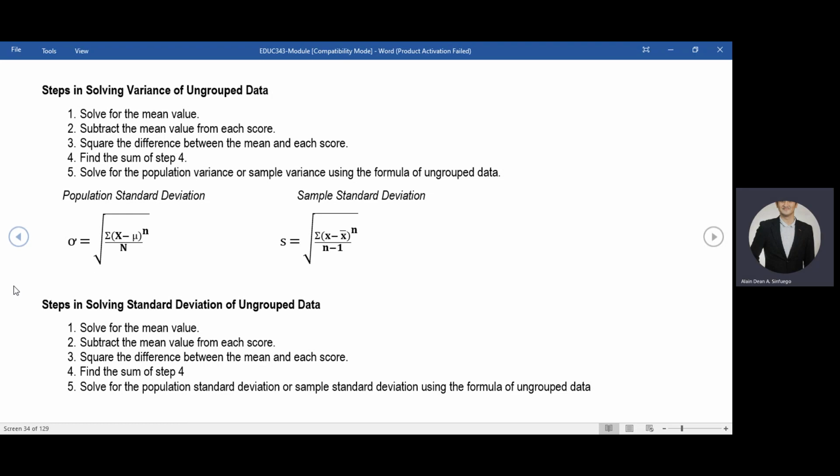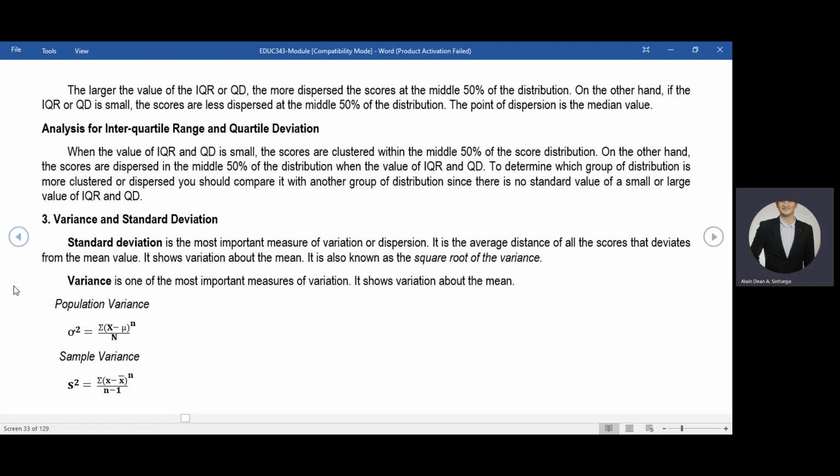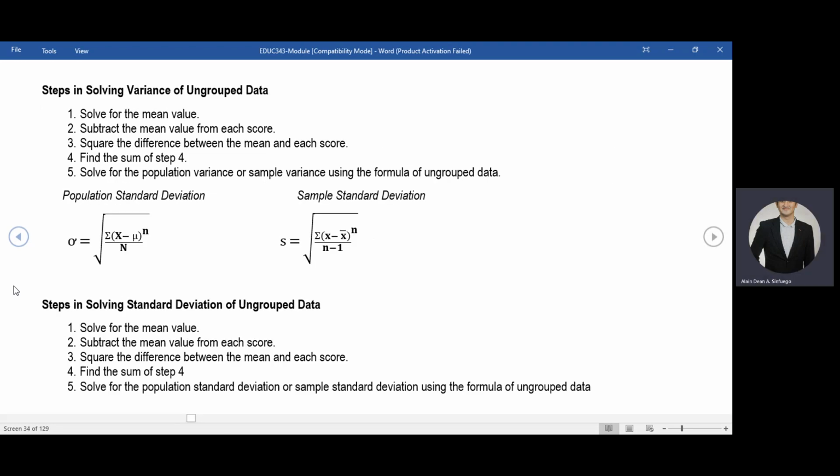So again, take note, the standard deviation is the square root of the variance.